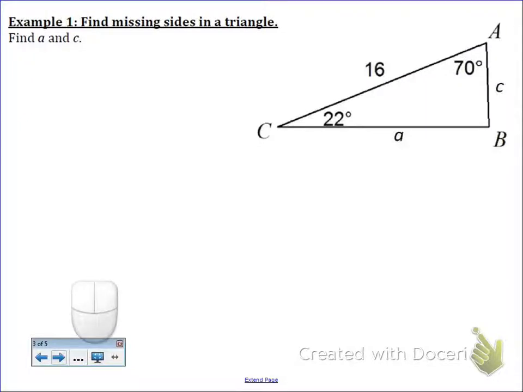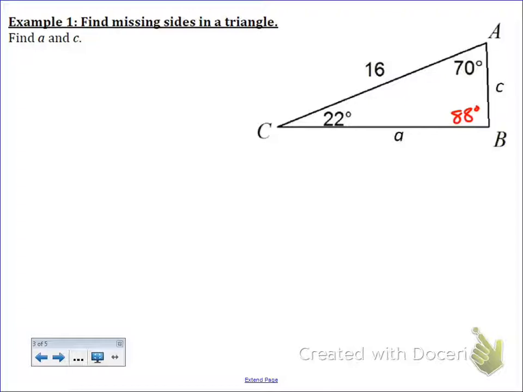So like I said, this is going to be for a non-right triangle. If this were a right triangle, we could use just regular trigonometry to solve this, but it's not a right triangle. So the first thing I should probably do here is, given angle A and angle C, figure out what angle B is, because I know that all triangles add up to 180 degrees. So let's take 22 and 70, add them together, that gives you 92 degrees. Subtract 92 from 180, which gives me 88 degrees for the measure of angle B.